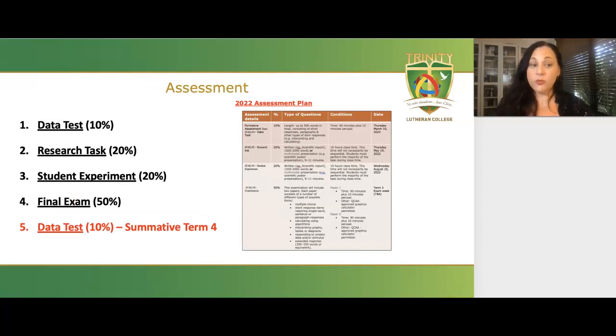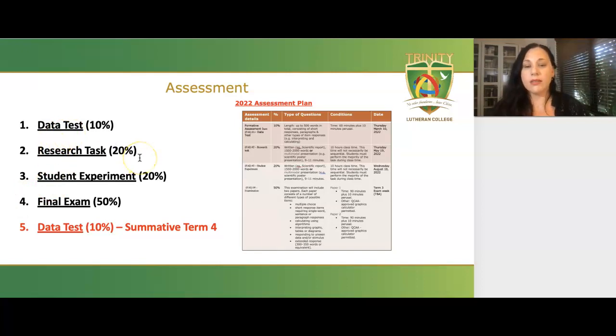For the assessment in Year 11 biology, you will have 4 assessment items this year: a data test, a research task, a student investigation, and a final exam. You'll also have in term 4 the first of the summative assessment items, which will count towards your QCE, which is the data test. The data test is worth 10% of the final grade.